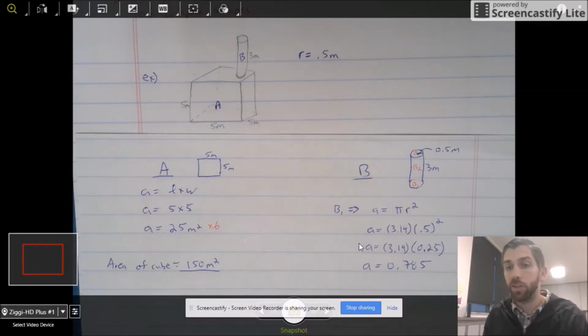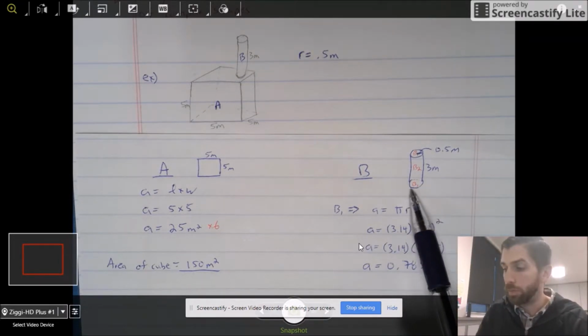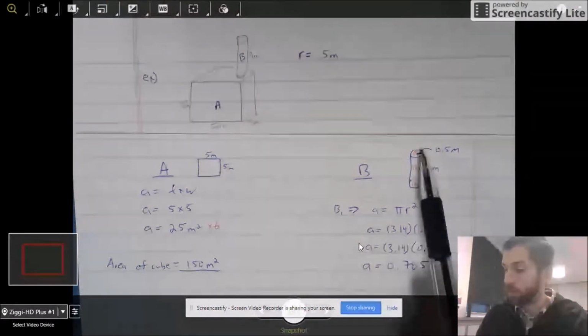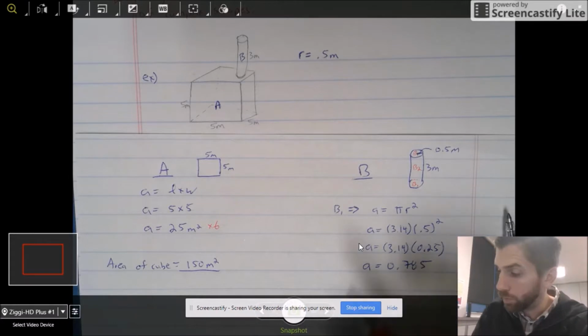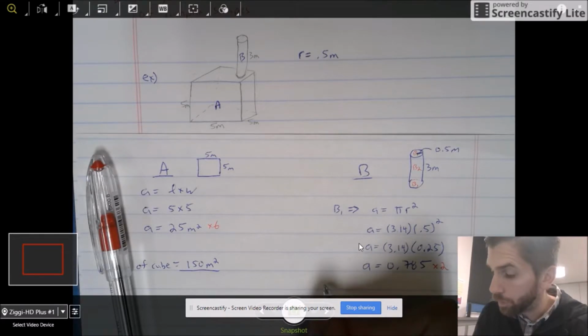Great. Now that gives me the area of one part of my cylinder, my bottom, but there are two circles that are identical. So I need to multiply that answer by 2 in order to find my area of B1, my area of both B1s.